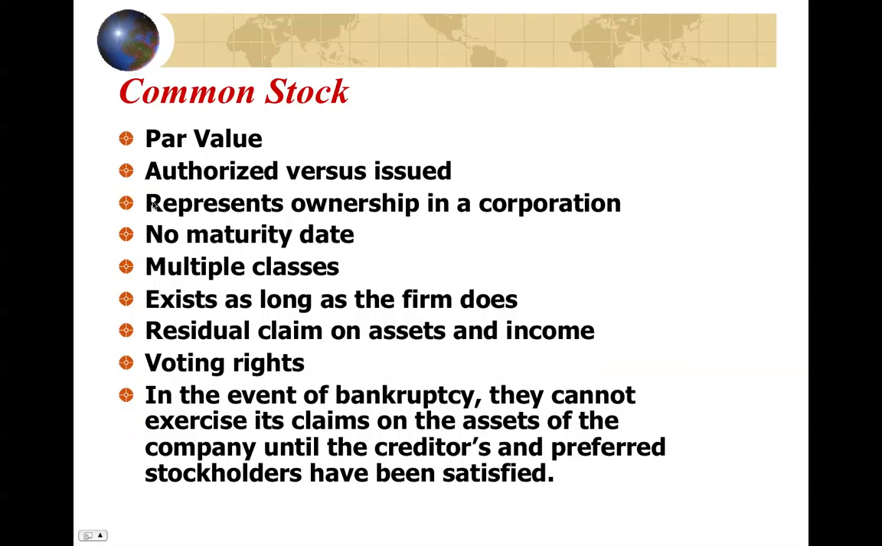Common stock, these are the big guys. Collectively, they represent 100% ownership in the corporation. There is a par value that's usually an arbitrary assigned value of $1. It has authorized versus issued. Authorized is how many shares they can issue. Issued is how many they actually have.